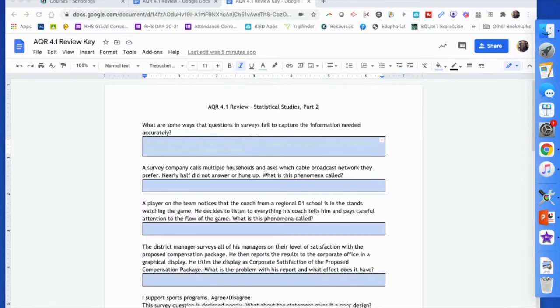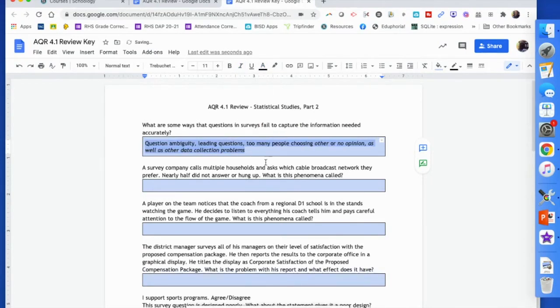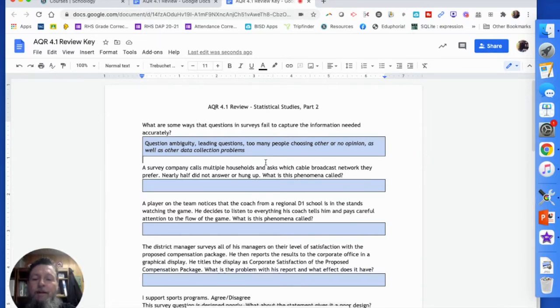So let's go back to the review itself. And as you can see, that is the answer. I don't know if you realize this, but all I did was highlight the answer and change the color of it so you couldn't see it. There you go. These are the problems that surveys have. All right. So let's look at this.